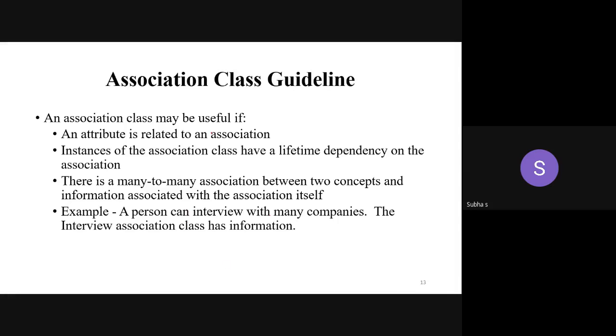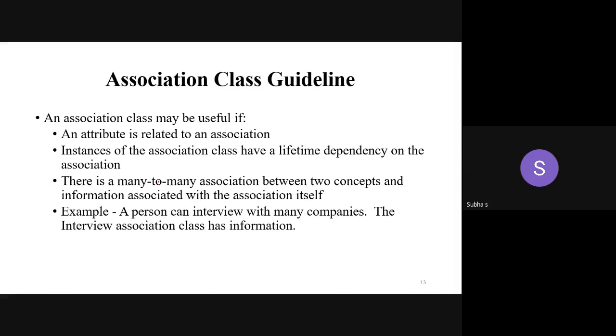And also, this association class will be useful if the instances of the association class have a lifetime dependency. Instances means what? I can create many instances for the particular object. In that situation, you can use the association class. If the instances depend fully on the association, then we can have an association class. And also, there is a many-to-many association between two concepts, and information can be associated with the association itself.